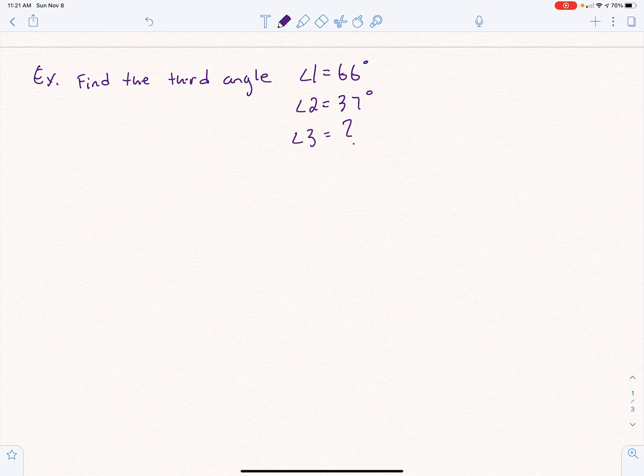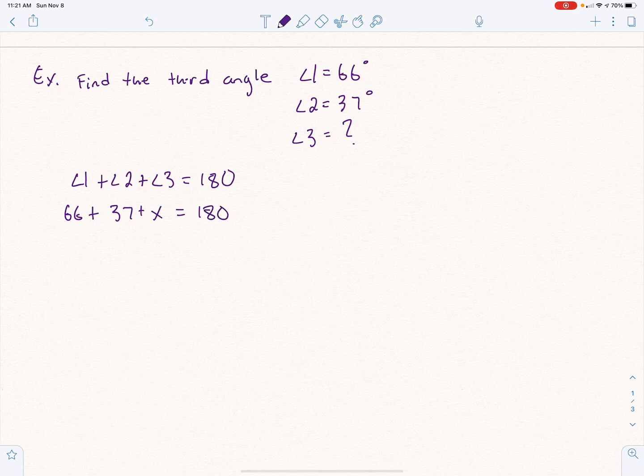Well, we know all three angles have to add up to 180 degrees because we know in triangles it equals 180 degrees. So that means angle 1 plus angle 2 plus angle 3 has to equal 180 degrees. So I plug in what I know. That would be 66 plus 37 plus, we don't know what that is, so x is equal to 180 degrees.